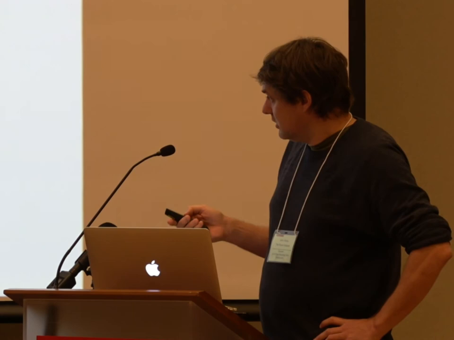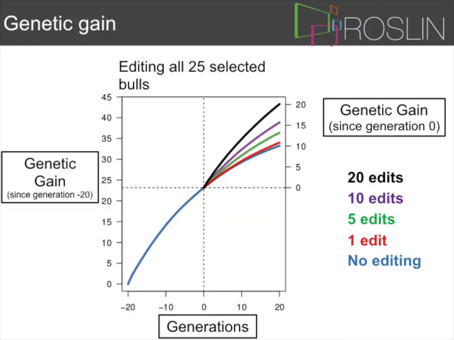So again, we have this genetic gain represented by 40 years of generations, and the genetic gain is here. The conventional scheme, the historical conventional scheme, is going like this, and then it continues onwards into the future. Then these extra lines represent whether I edit the sires for one allele, 5, 10, 20. If we look at the 20, we see that we get a doubling of genetic gain. So this trait is controlled by 10,000 causal variants, and by doing what I would consider a modest amount of genome editing, we can double the rate of genetic gain.